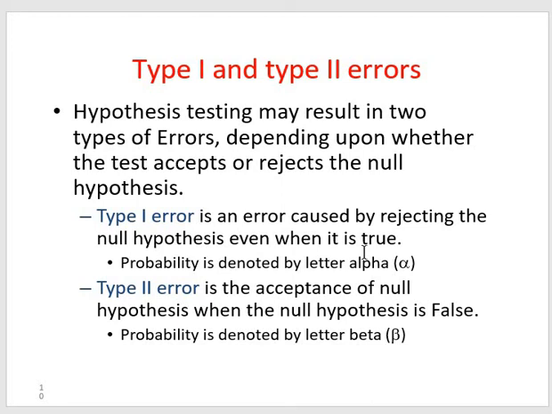If my test is showing that yes, the patient has the disease, but in actuality my patient does not have that disease, that is the type 1 error. It occurs when my null hypothesis is true, that means my patient does not have any disease, but still in the test the patient is showing some disease. That time it is the type 1 error.